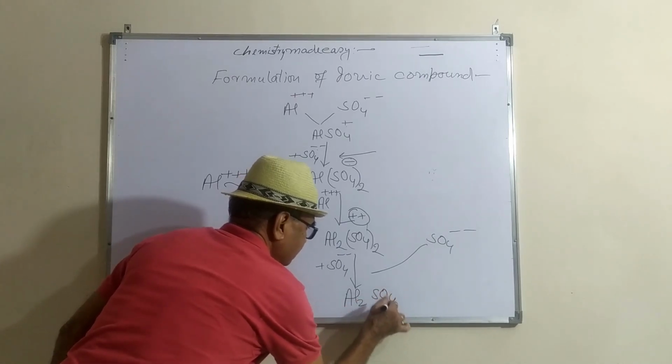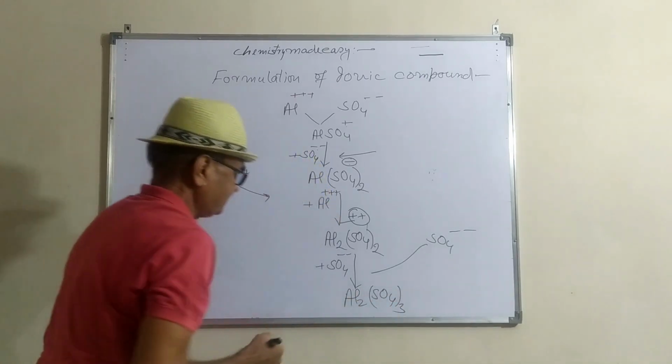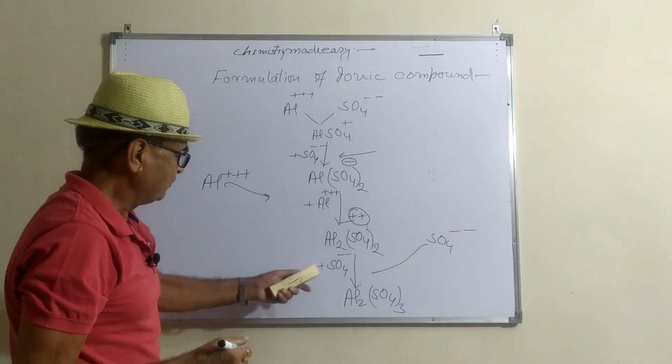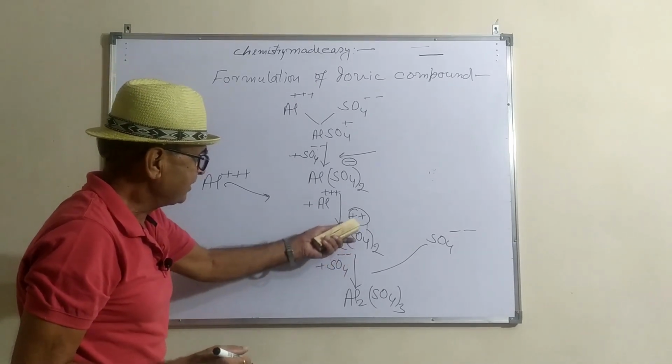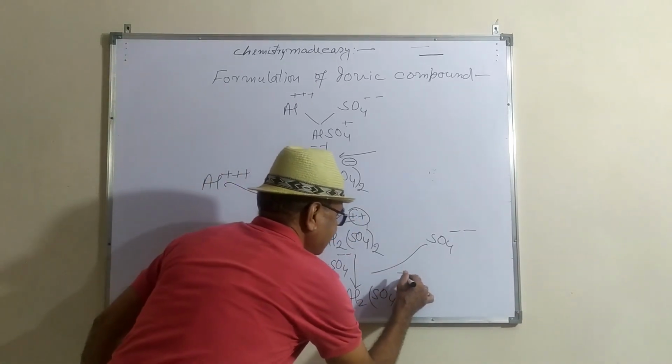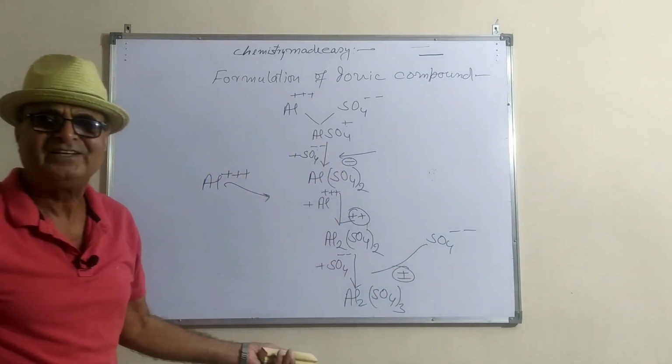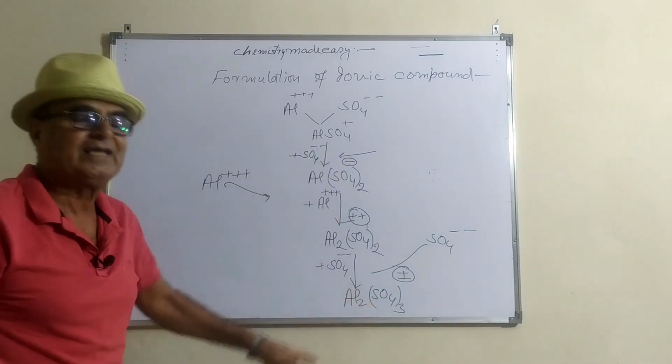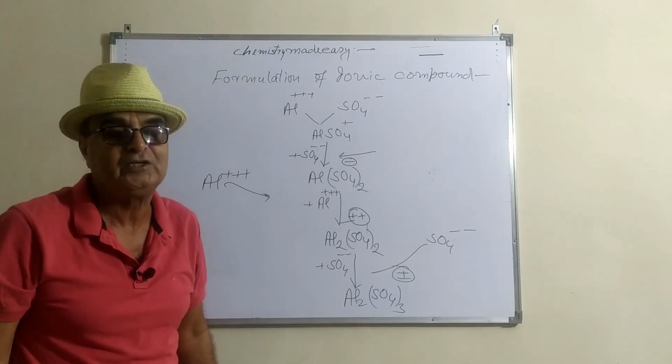Then it will be Al2(SO4)3. Al2(SO4)3, double negative, double positive. Now it is totally neutral. It means it is our aluminium sulfate. It is the formula of aluminium sulfate.